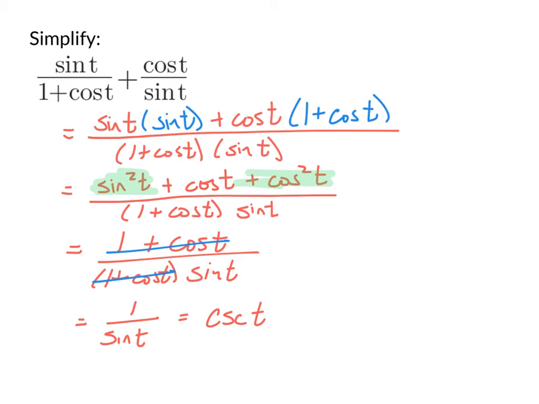When you're simplifying a trig expression, the best that you can do is to get it simplified down to one single trig function. So not having a fraction, but just having the trig function is definitely more simplified. Cosecant is more simplified than 1 over sine.